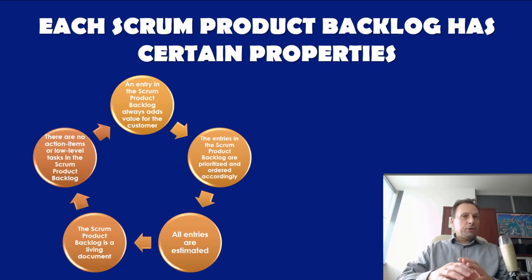There are no action items or low-level tasks in the Scrum product backlog. The Scrum product backlog shall not contain detailed requirements information. Ideally, the final requirements are defined together with the customer during the sprint. Breakdown and distribution of these requirements is the responsibility of the Scrum team.